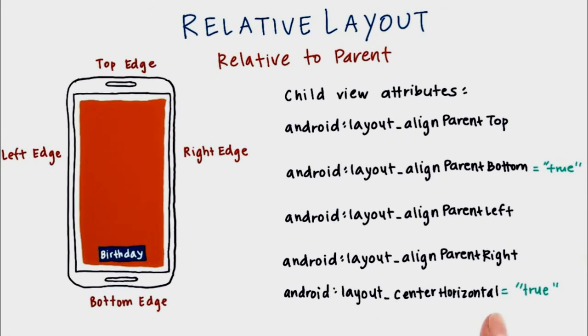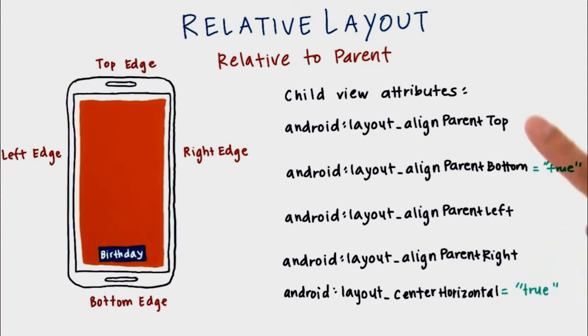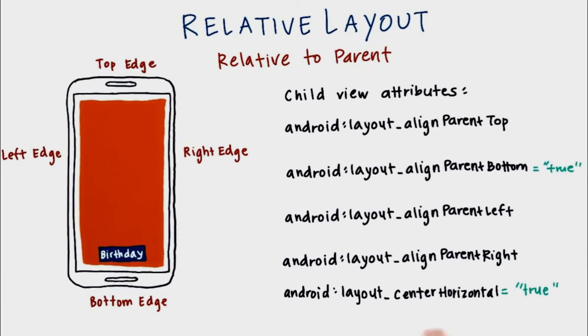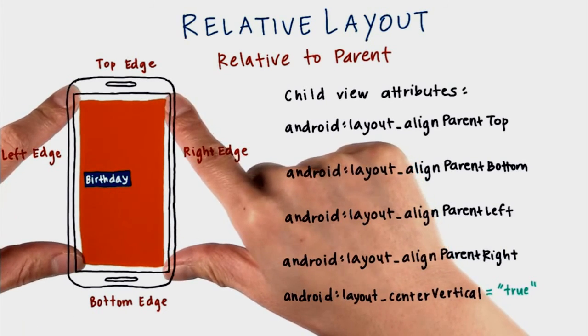Believe it or not, there's even more attributes that you could set. You can also center the view horizontally. So you set Android layout underscore center horizontal to be true. And you can also add it to the existing attributes we learned before. So if this is aligned to the bottom and it's centered horizontally, it would look like this. The last one I'm going to show you is layout center vertical. If this is set to true, then it centers the view vertically within the parent.